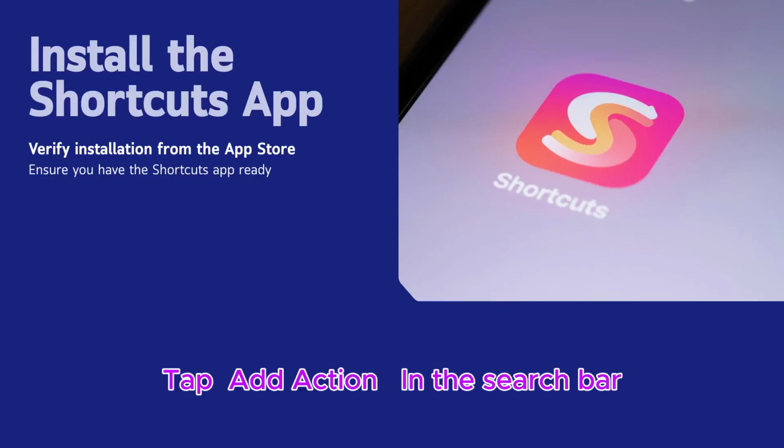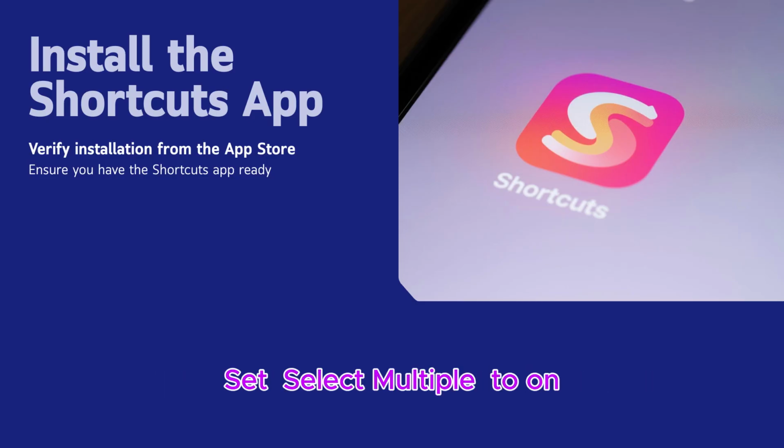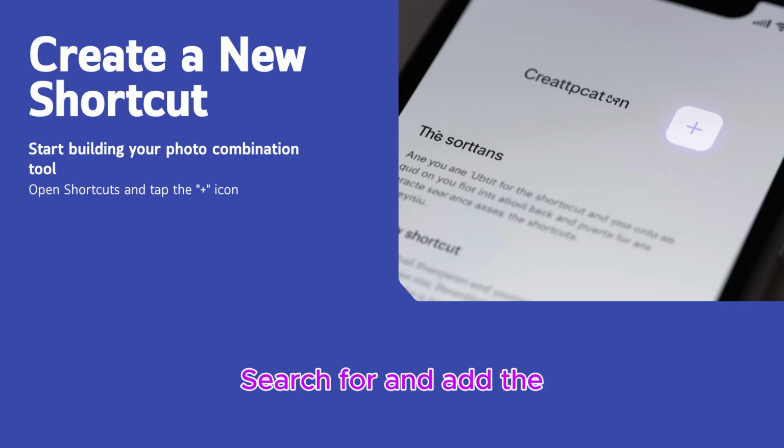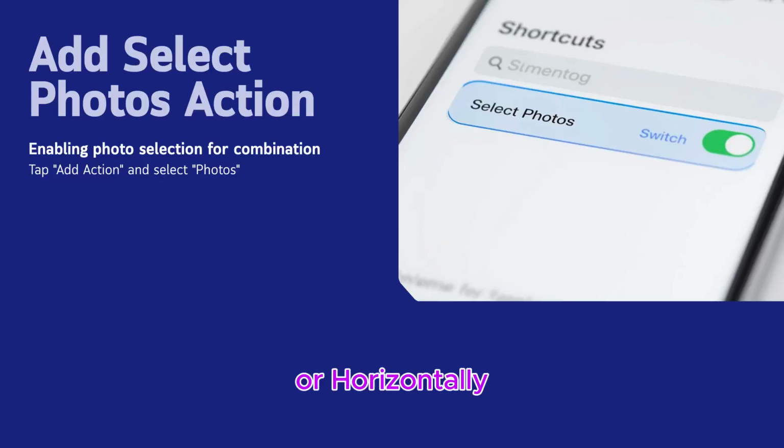Tap Add Action. In the search bar, type Photos. Select Photos and add that action. Set Select Multiple to on. Tap Add Action again. Search for and add the Combine Images action. Tap the drop-down to choose your layout, like vertically, grid, or horizontally.